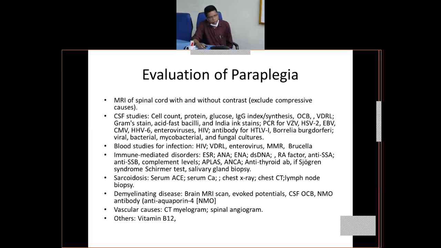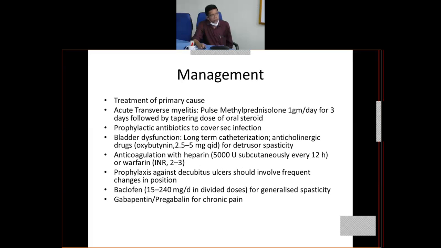Treatment: you have to treat the primary cause. Like in case of acute transverse myelitis, you have to give pulse methylprednisolone followed by a tapering dose of steroid. In case of subacute combined degeneration, you have to give vitamin B12. In case of spinal abscess, you have to give proper antibiotics.